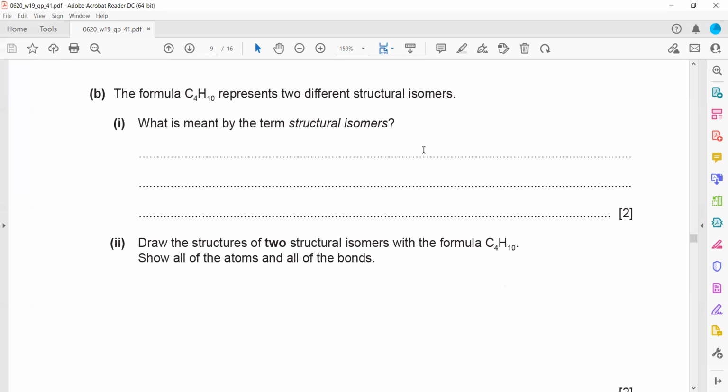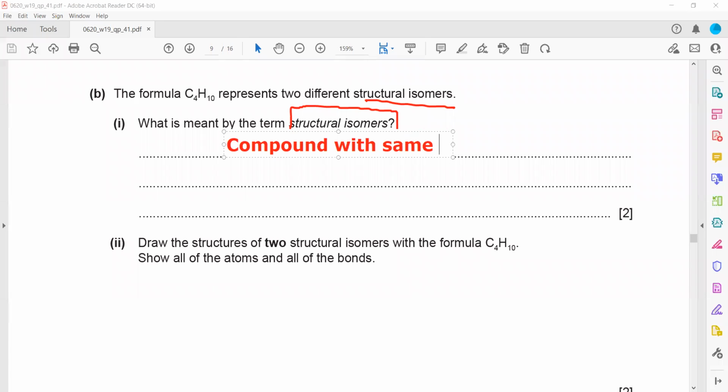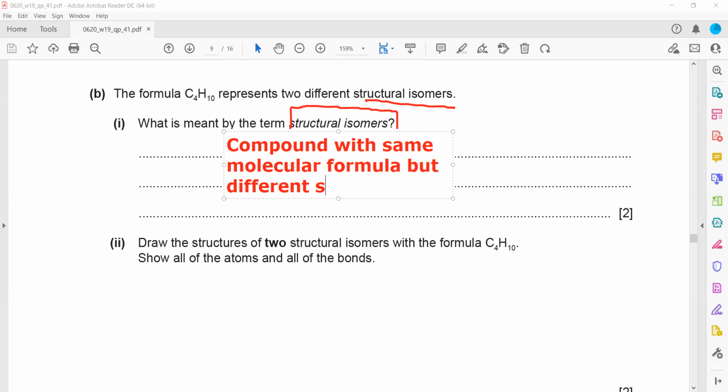Then the formula C4H10, which is butane, has two different structural isomers. What is meant by the term structural isomers? Structural isomers are compounds that have the same molecular formula but different structures. We call them structural isomers. Then draw two structural isomers of C4H10.